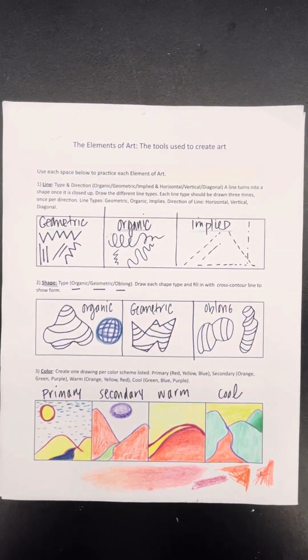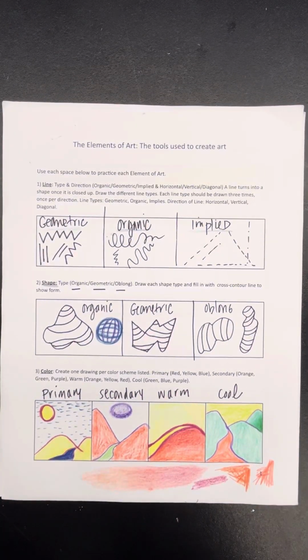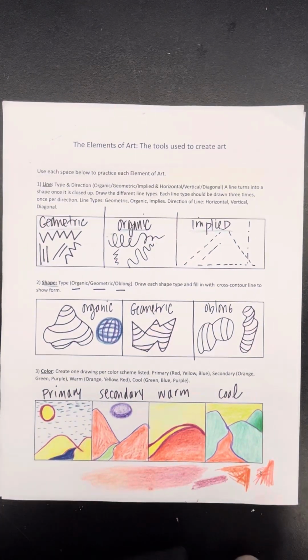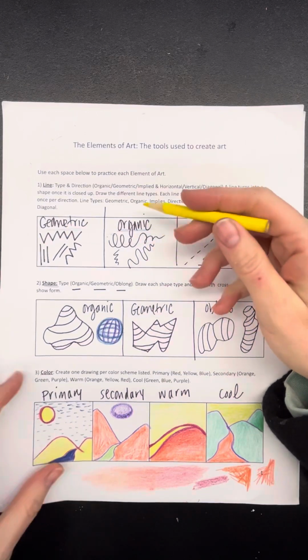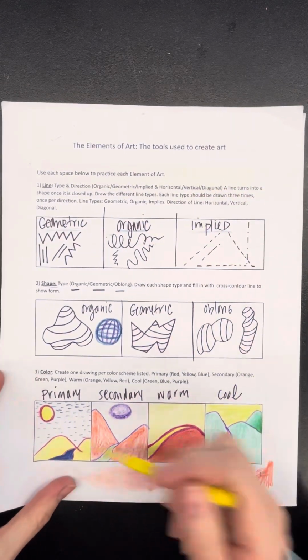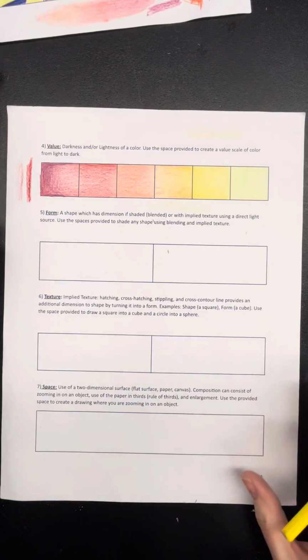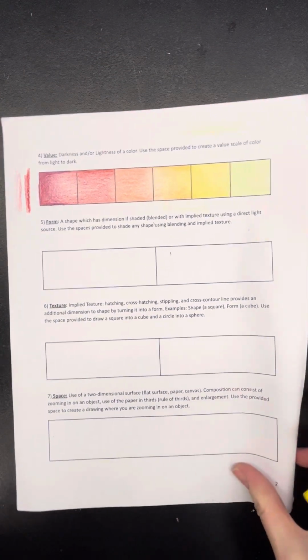Hello, this is video 3 of the Elements of Art handout video series. In video 1, we went over the line and shape elements of art. Video 2 went over color and value. And now in video 3, we're going to go over form, texture, and space.